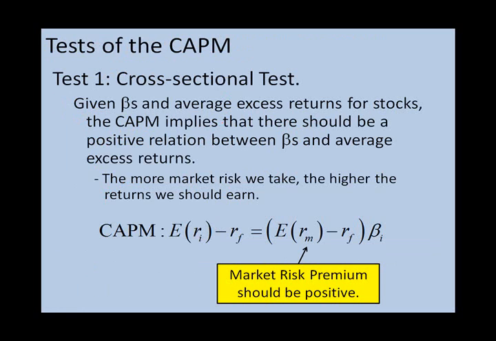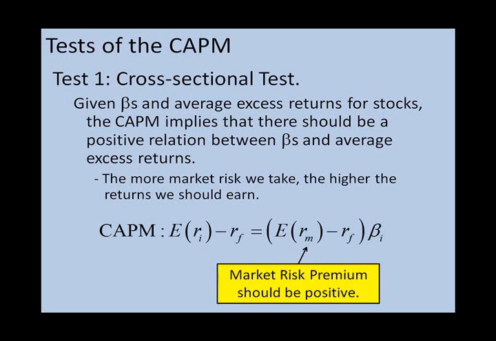Now, how do we test the CAPM? The first test we're going to look at is called a cross-sectional test. Given betas for each firm and given average excess returns for each firm, the CAPM implies that there should be a positive relation between the betas and the average excess returns. Remember that the more market risk we take, the higher the returns we should earn. As a reminder, excess returns are just going to be equal to the raw returns minus the risk-free rate, and that's what we're going to term excess returns.